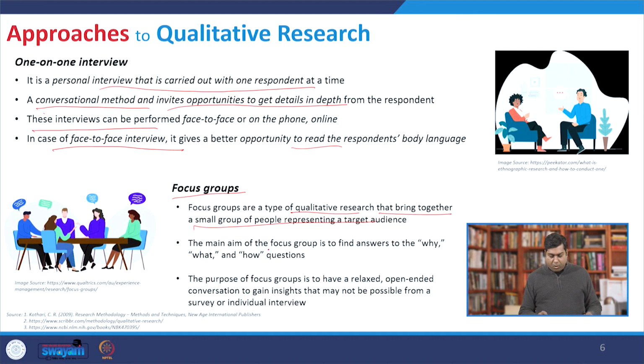The main aim of the focus group is to find the answer why something is happening, what, and then how. So these are the common questions in qualitative research, and they come up again and again. The purpose of a focus group is to have a relaxed, open ended conversation to gain insight that may not be possible from a survey of an individual one.